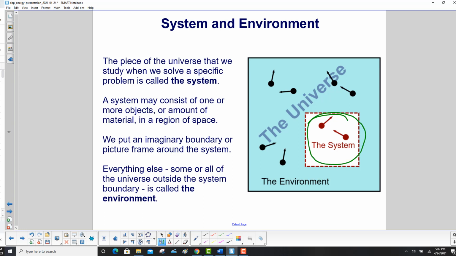And earlier, the system would have been our bag of candy. A system may consist of one or more objects or amount of material in a region of space. We put an imaginary boundary or picture frame around the system. Everything else, some or all of the universe outside the system boundary, is called the environment.